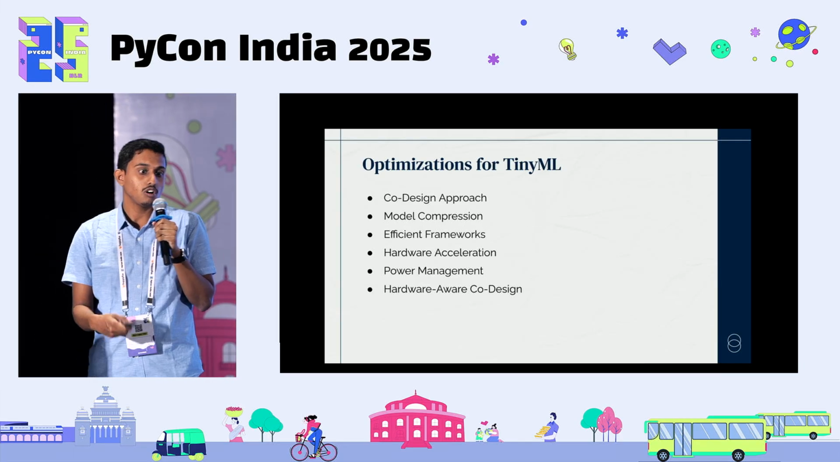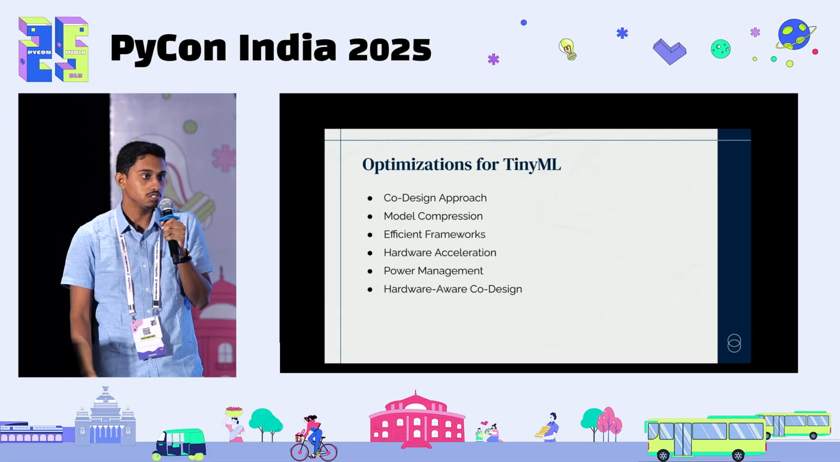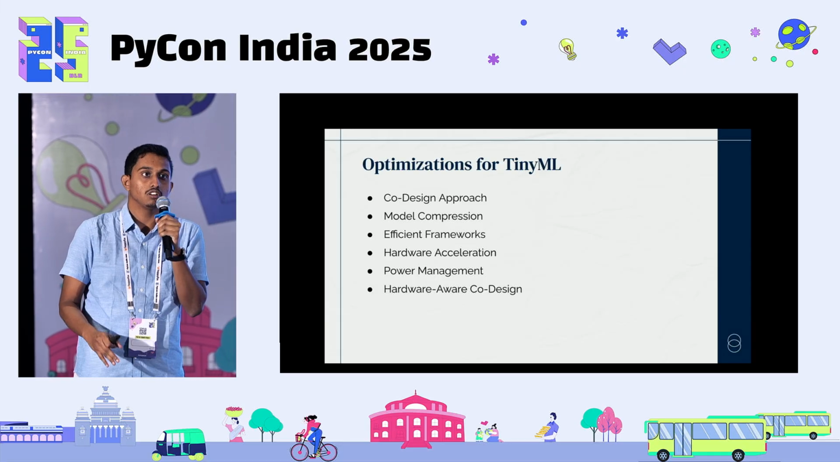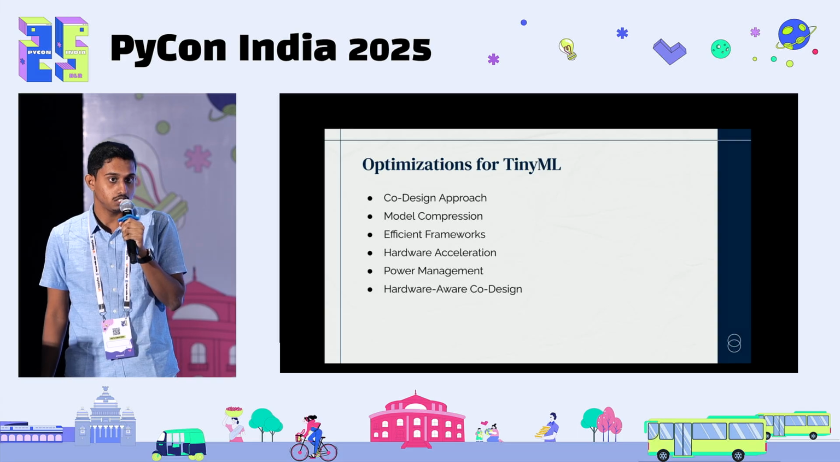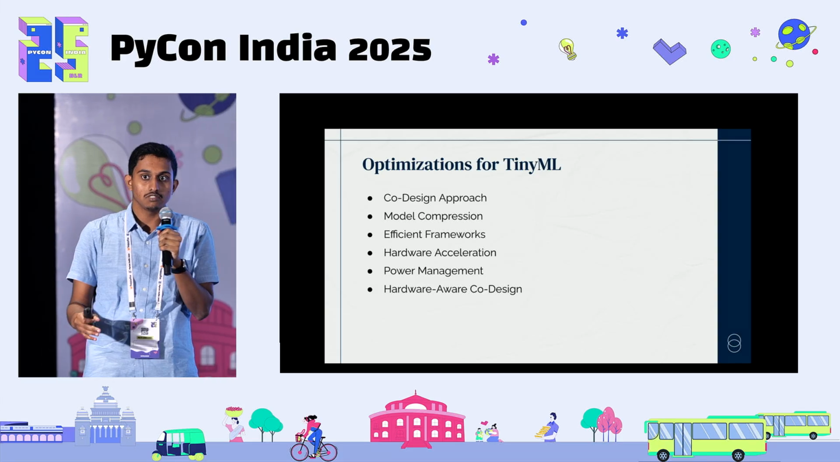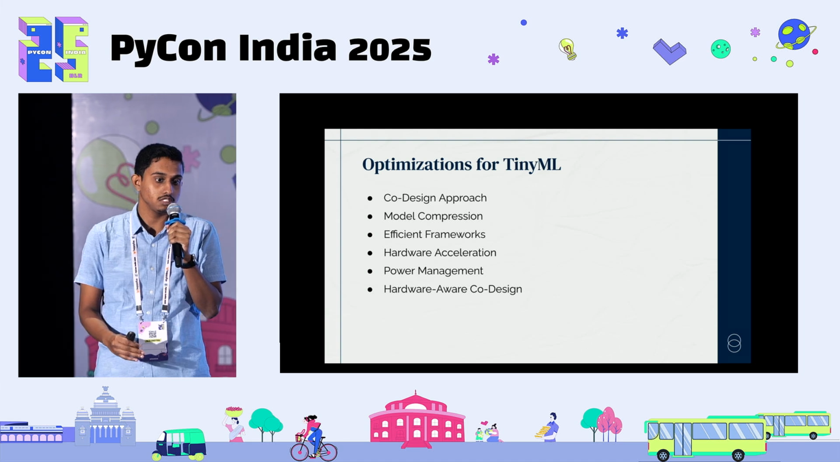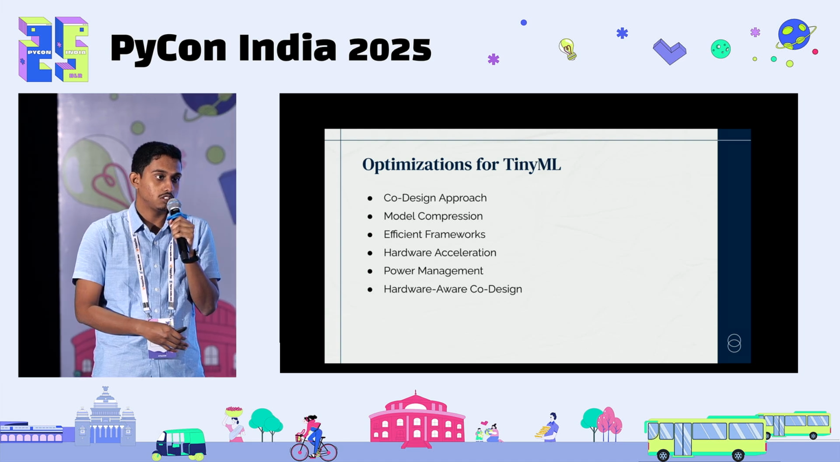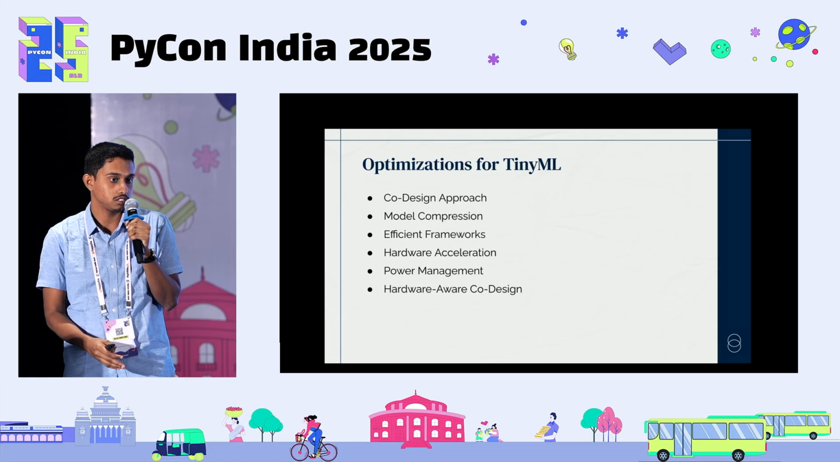So what optimizations can we do? We want to do a co-design approach. We want to ensure that when we decide the hardware, we also decide the software and the ML model that we want to run. These are not large devices. These are for very specific use cases. Something like fall detection or gesture detection are the best uses for these small devices.